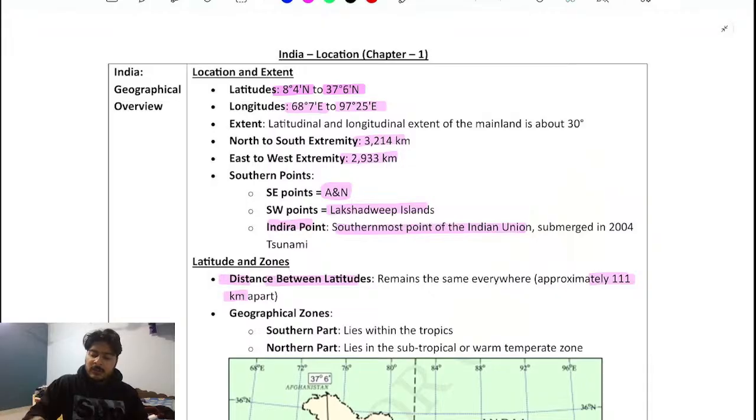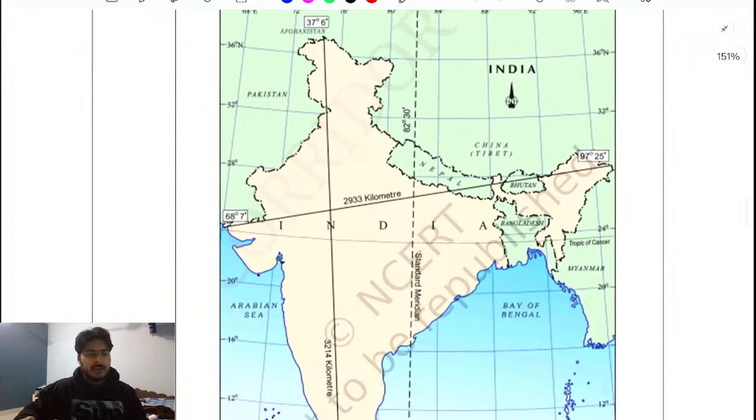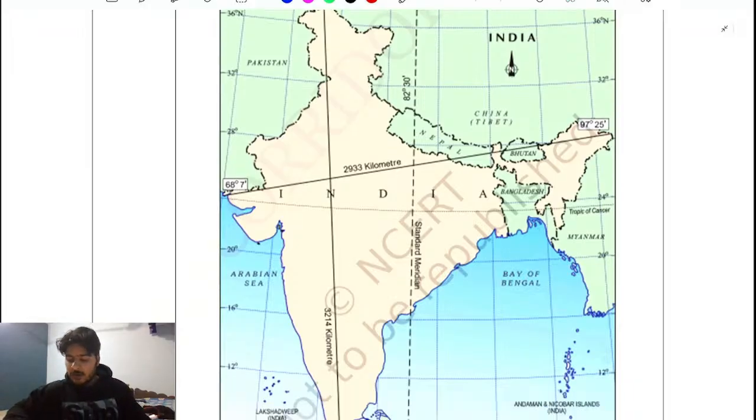Now, first thing comes first. Everybody knows the map of India. This is the map of India. This is where the Indian subcontinent lies. Basically, this is overall the map of India.